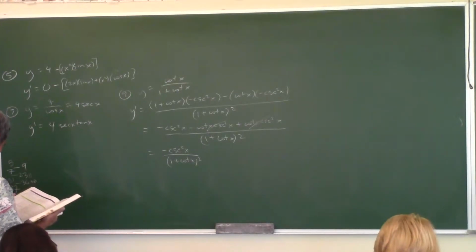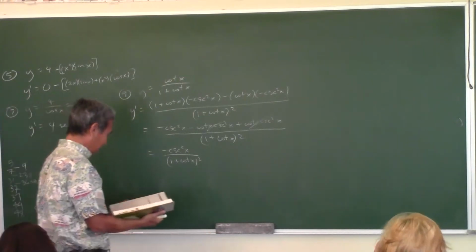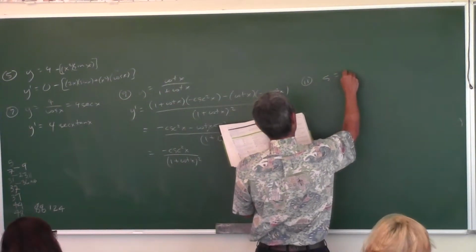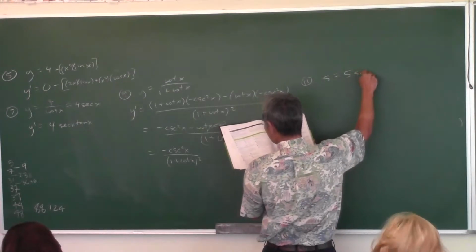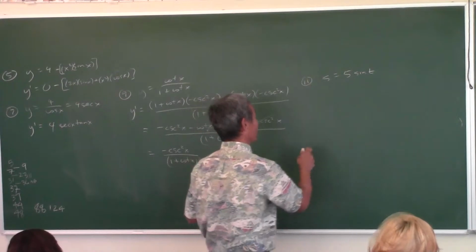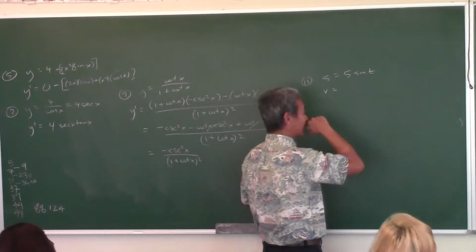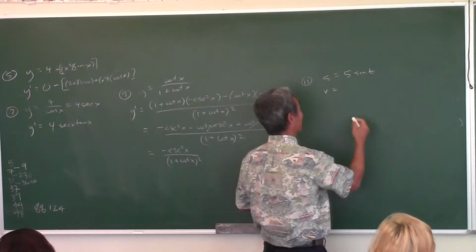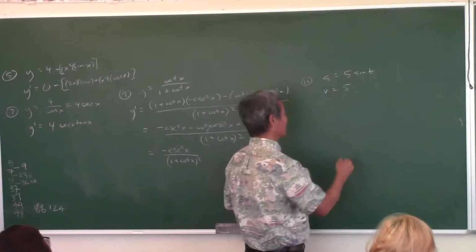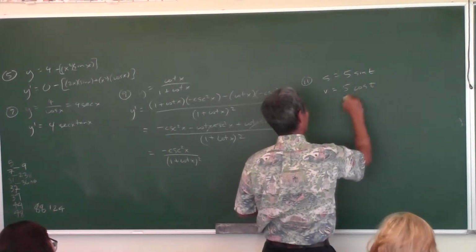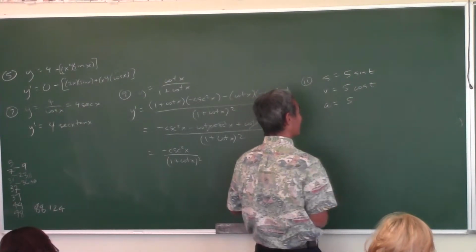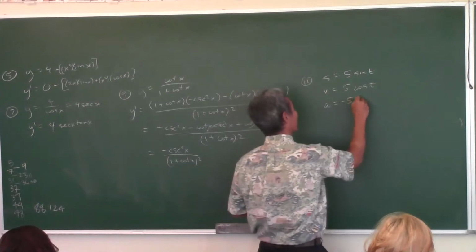Okay, have we forgotten already? Here's your position equation. It says compute the velocity and acceleration. So, how do you compute velocity? Okay, take the derivative. Throw the 5 on the side like an unwanted pet. What's the derivative of sine? Okay. And then acceleration. Take another derivative. Throw the 5 on the side like an unwanted pet. Negative sine.